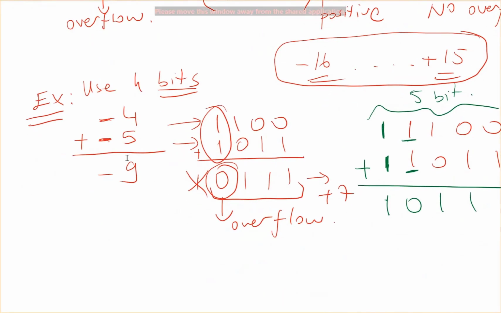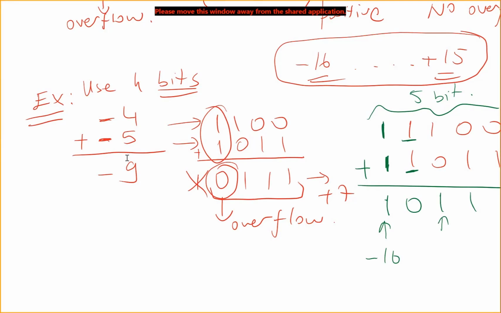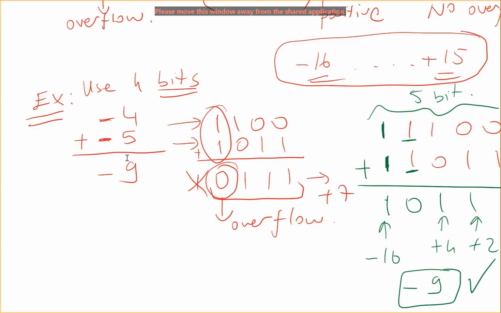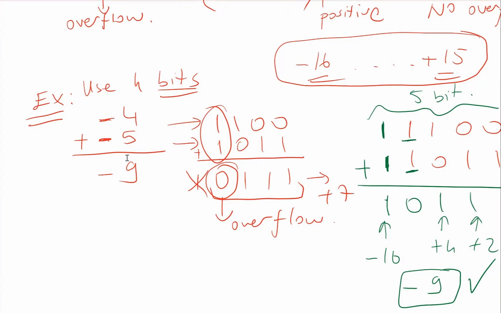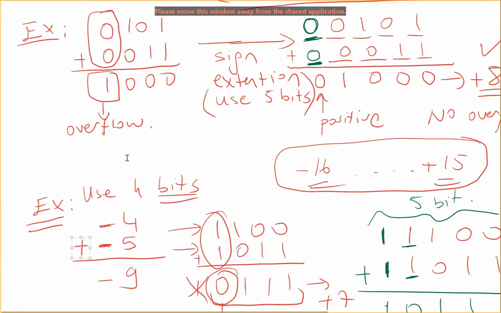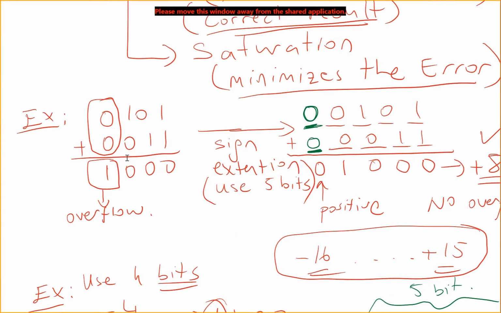We will have 1, 0, 1, 1, 1. And if I check what this number is, the short way is, the weight here is minus 16, plus 4, plus 2, plus 1. So this is minus 9, right? So the result is correct. After sign extension, my result is correct. This is how you do sign extension to prevent overflow. Basically, we are extending the sign of our number.